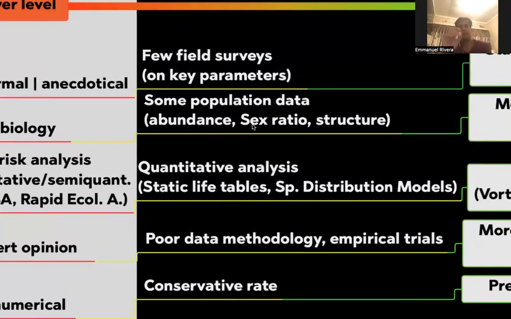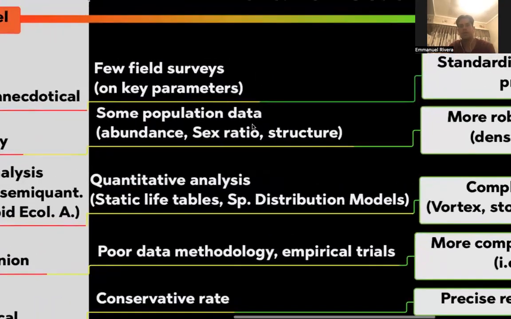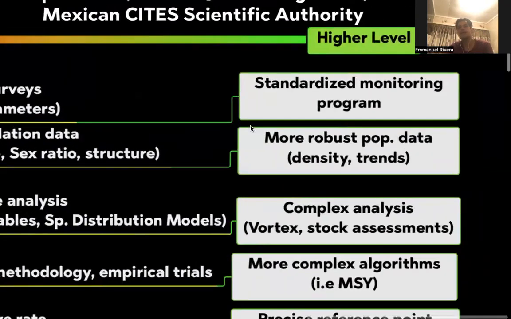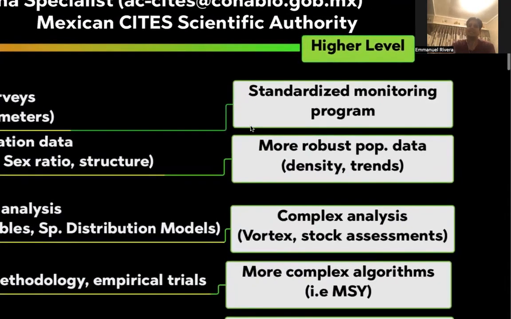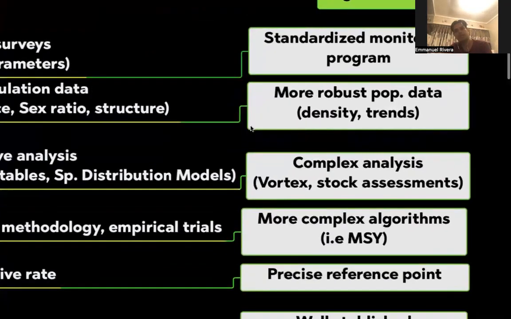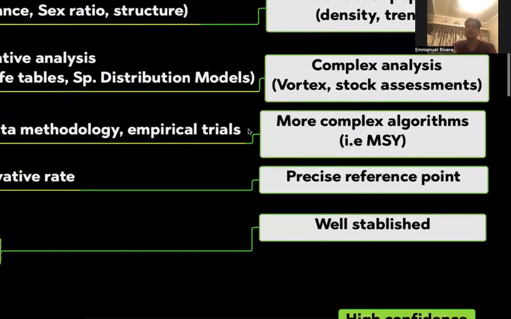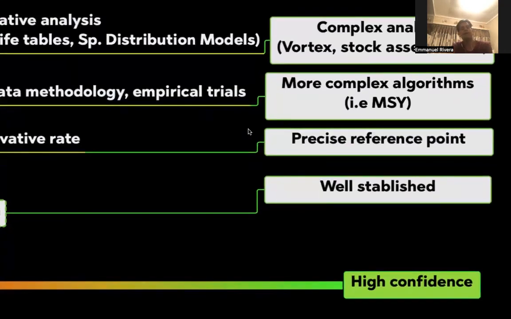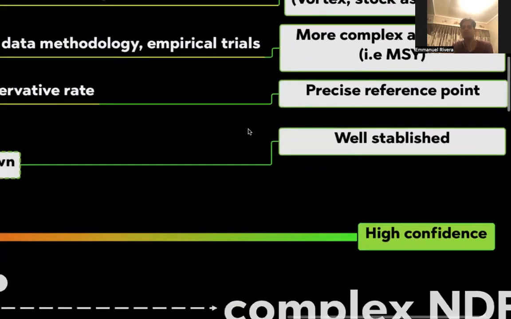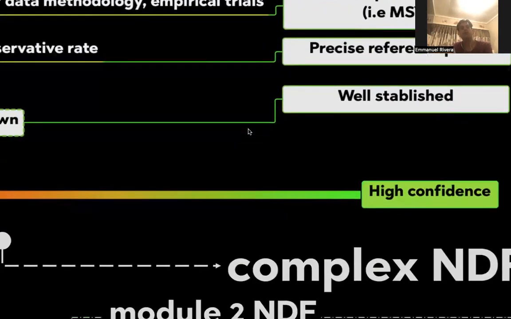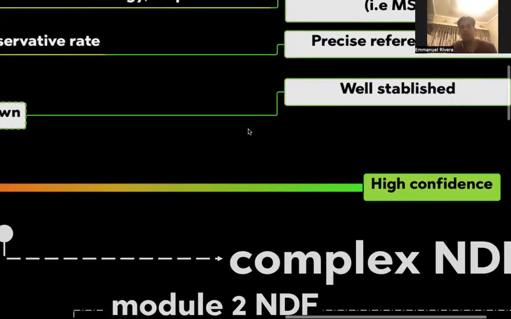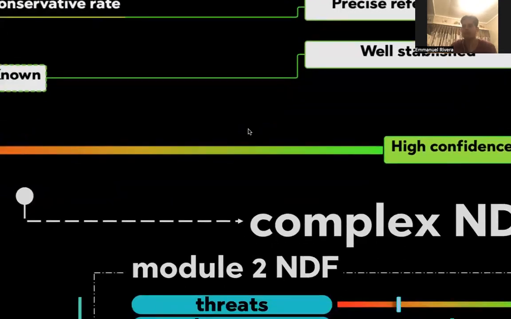Once you have the key parameters and a few ideas of how it is on the population that you are taking out, you can start thinking about building up a standardized monitoring program on that variable. Therefore, you will have more density trends and more data to make some stock assessments or maximum sustainable yield analysis to have a precise reference point. Therefore, your impact on the population will be well established, and you will have high confidence when you're making NDFs.